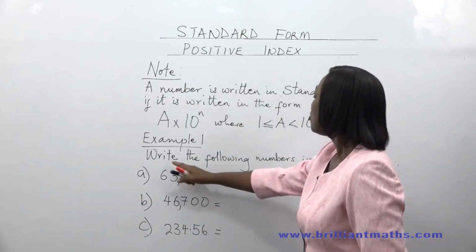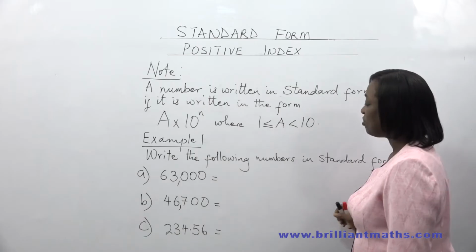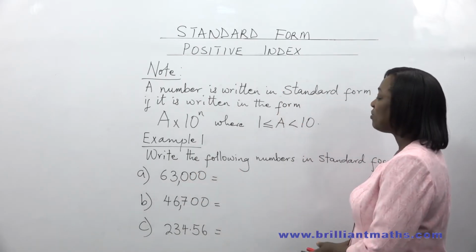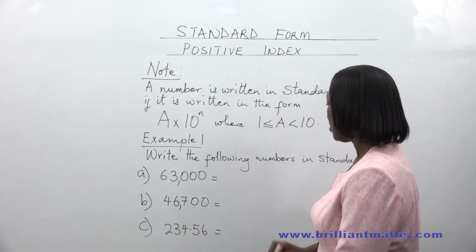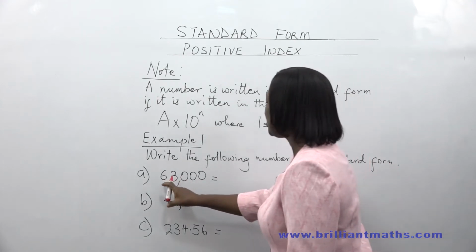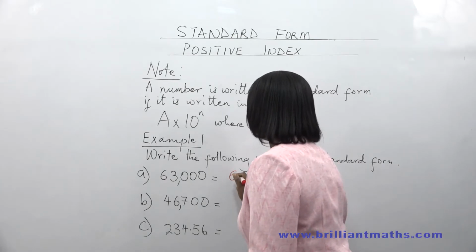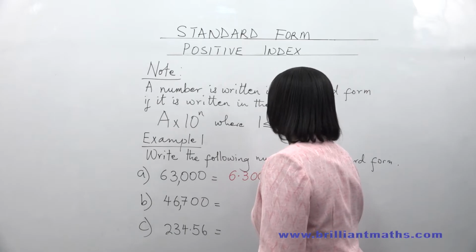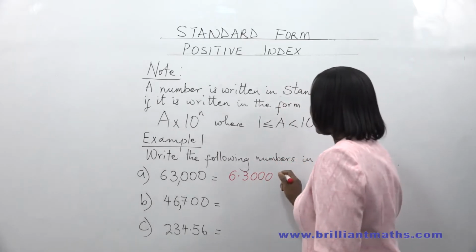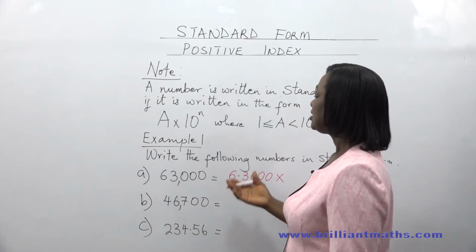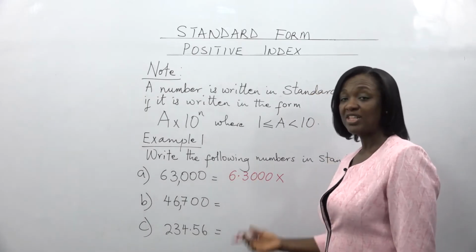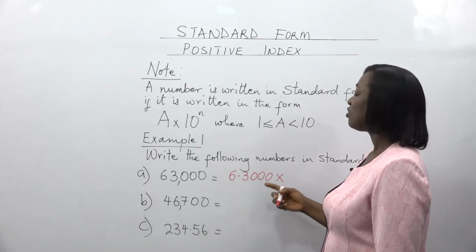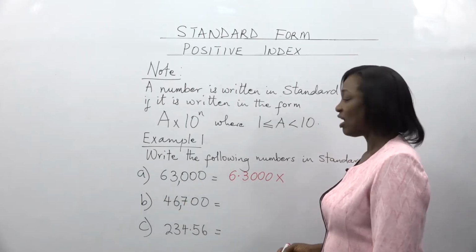Example 1. Write the following numbers in standard form. 63,000. For this number to be written in standard form, that means that we have to put a decimal point after 6. 6.3000 times 10 to the power what? What power of 10 do we need to multiply 6.3000 by to get 63,000?